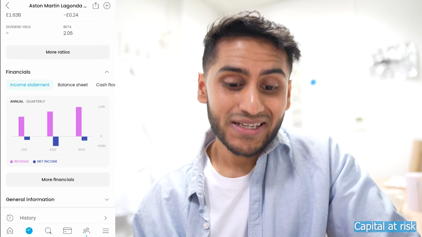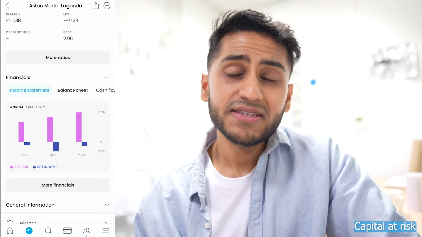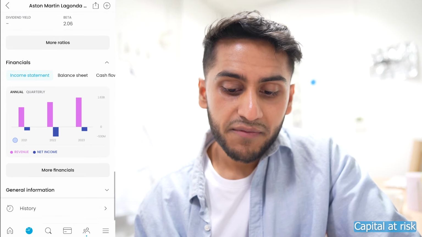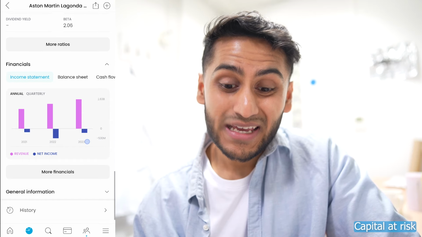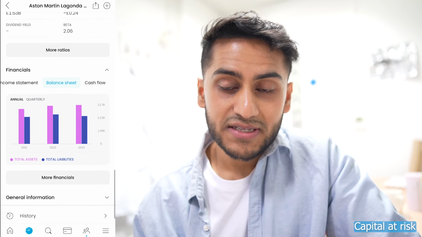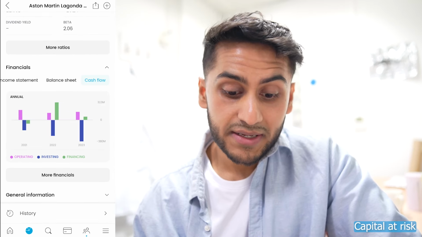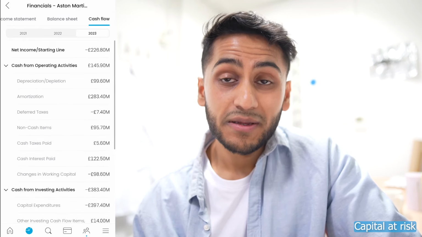Trading 212 at a glance now has included financials, for example, the income statement. You can see the income statement for Aston Martin, for example. Since 2021, their revenue has been increasing and their net income seems to be in the negatives. Also, you can see their balance sheets, so you can see their total number of assets versus liabilities, and the cash flow, so how much they're bringing in versus how much they're spending on investing and operating. And if you go into more financials, you can find out a bit more here.